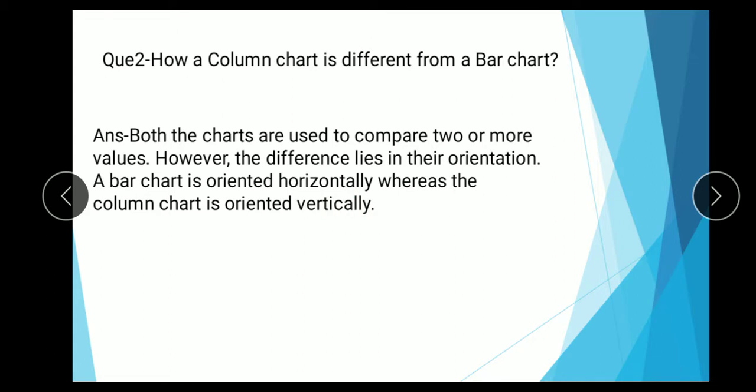It means both charts are used to compare two or more values, but the difference is only in orientation. A bar chart is oriented horizontally, whereas the column chart is oriented vertically.